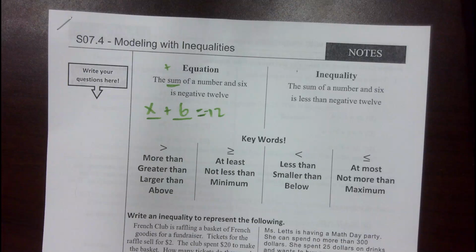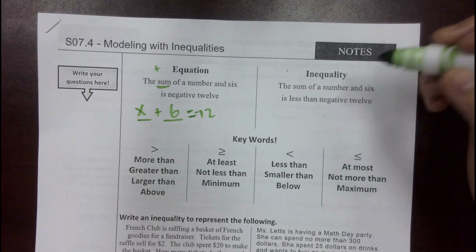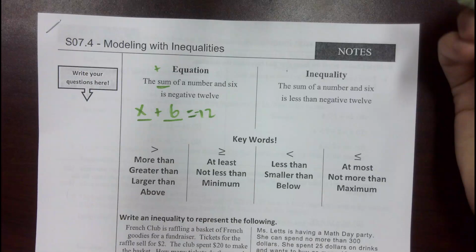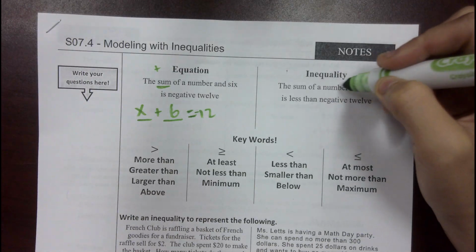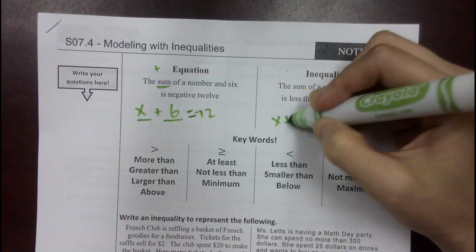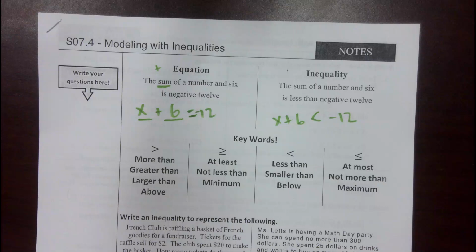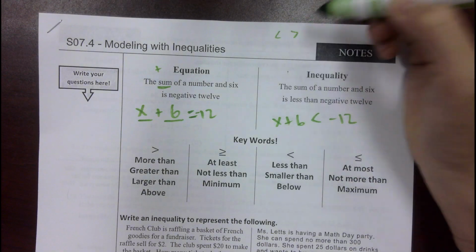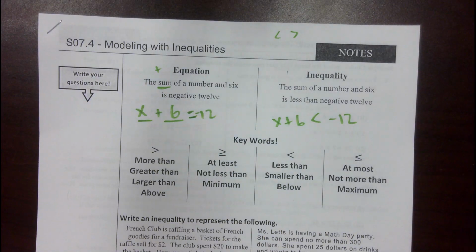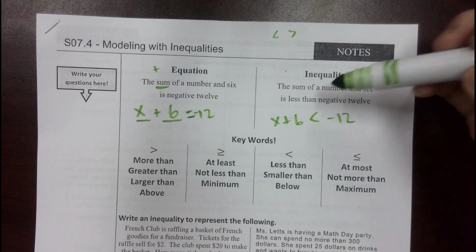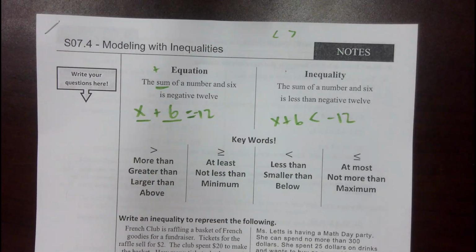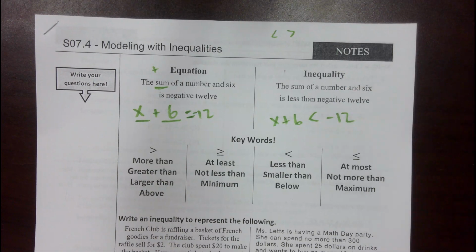So x plus 6 equals negative 12. And then for an inequality, it's very similar, but instead of an equal sign, we have an inequality, right? So the sum of a number and 6, so we still have x plus 6, is less than negative 12, right? So if you can't remember which sign is less than or greater than, just think which one is bigger, which one is being eaten, right? Less than negative 12, that means negative 12 is the bigger number, so it's going to eat negative 12.